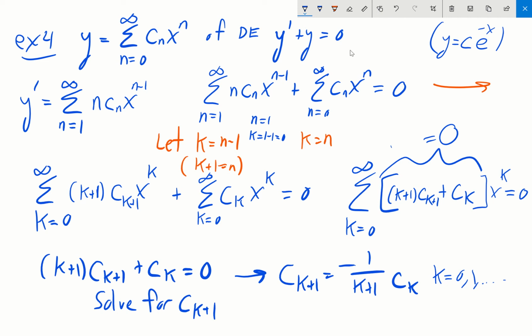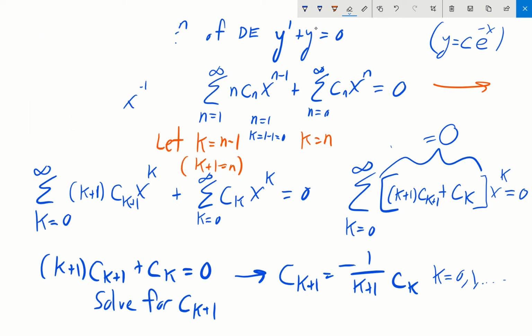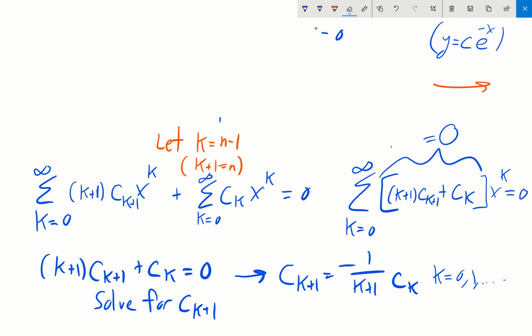So now what we're going to do is actually go ahead and compute a few of these values for ck. So if we plug k equals 0 into this recursive relation, this is what we would find.